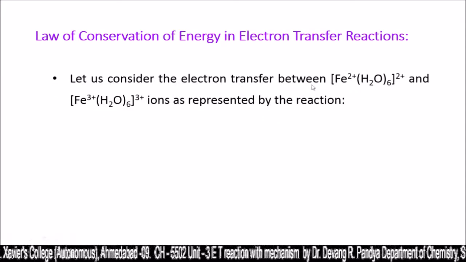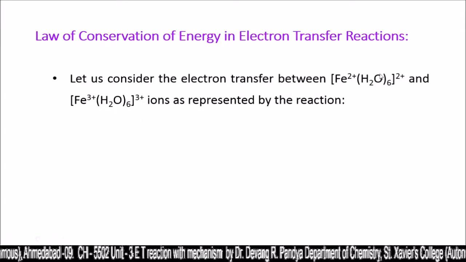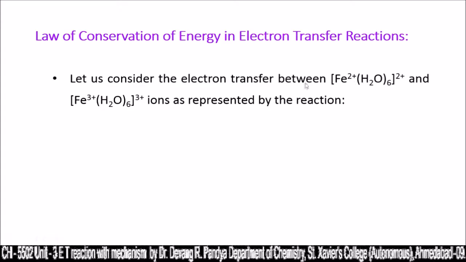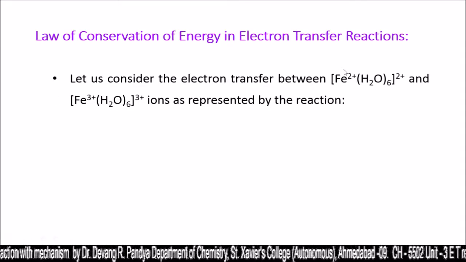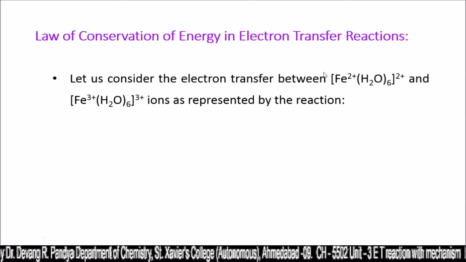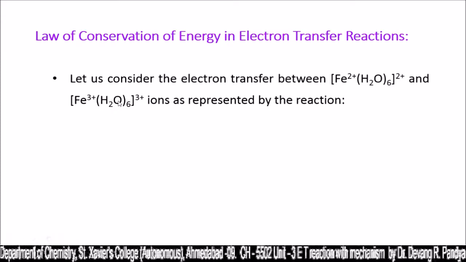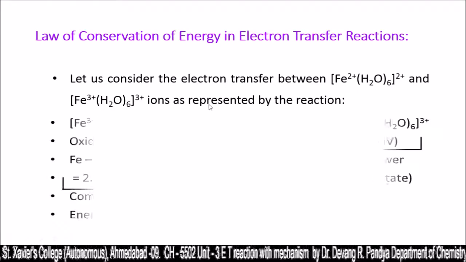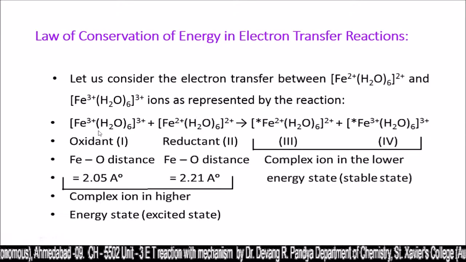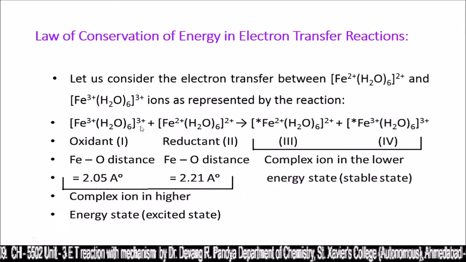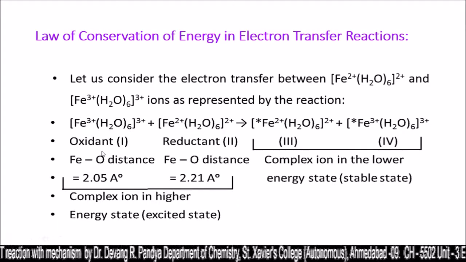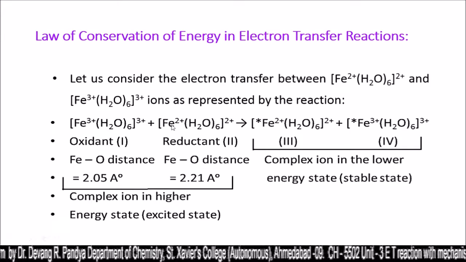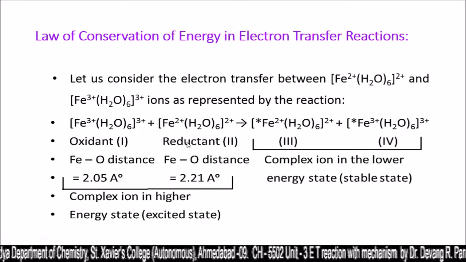Let us consider the electron transfer between these two species. One is electron-rich, the other one is electron-deficient. Both are the same complex, only the oxidation state has changed. In this ion, we will see the reaction. Fe plus 3 hexaaqua, that is the oxidant. This one, plus 2, is the reductant, electron rich.